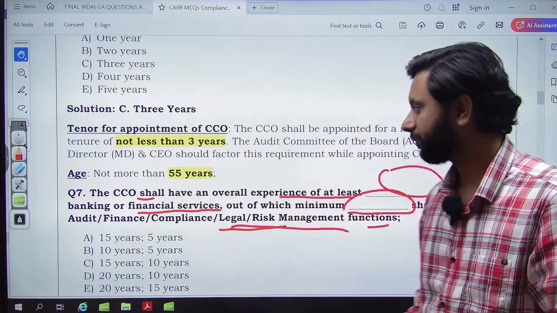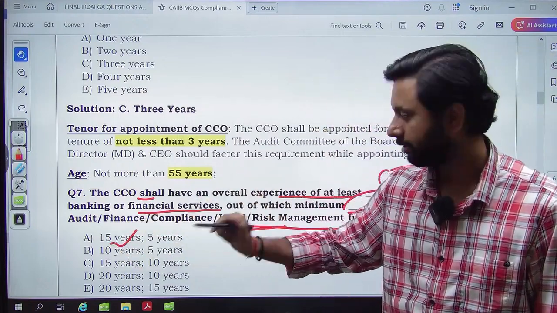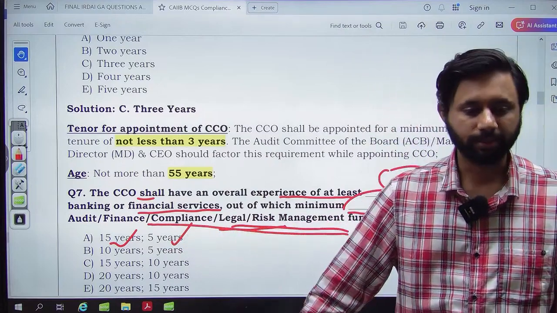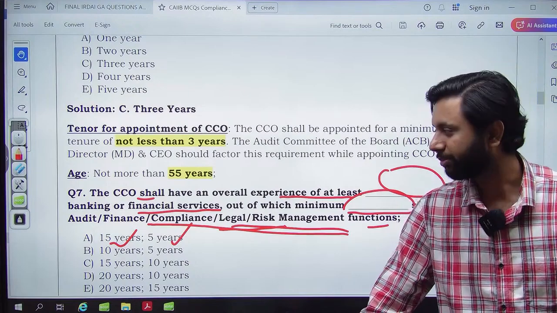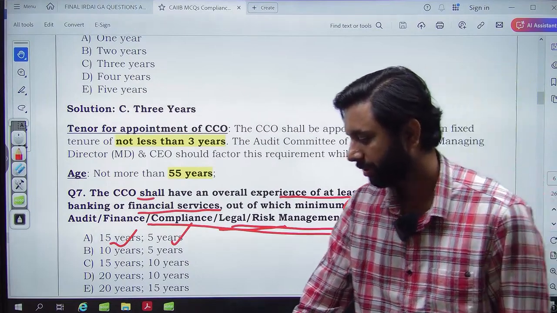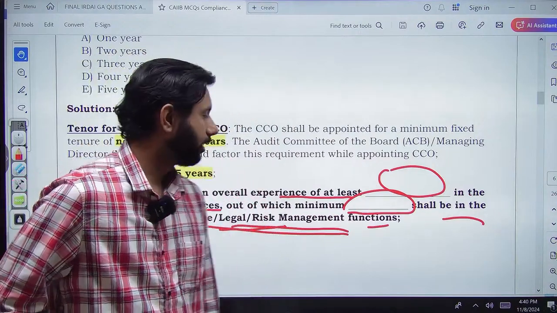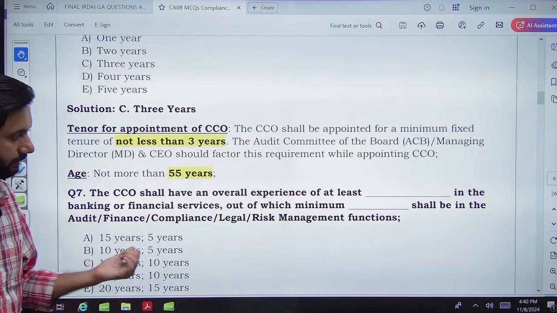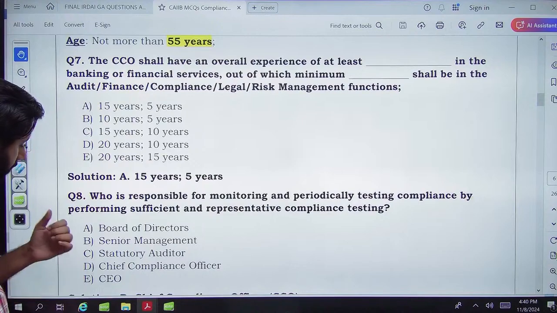So the correct answer for the 7th is 15 years in overall banking and 5 years in audit, finance, compliance and risk management function. So this is also very much important for you to remember. एक तो हम लोगों ने उनका टेन्योर देख लिया कि कितने टेन्योर के लिए वो अपॉइंट होंगे, and then we will also see for how many years they are eligible or they should have an experience.